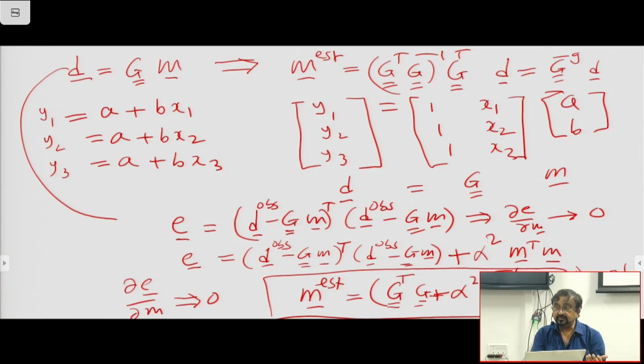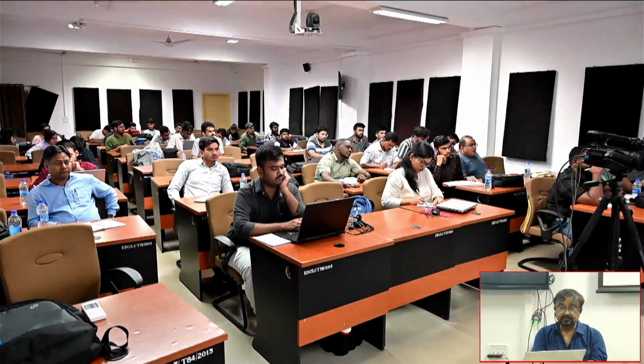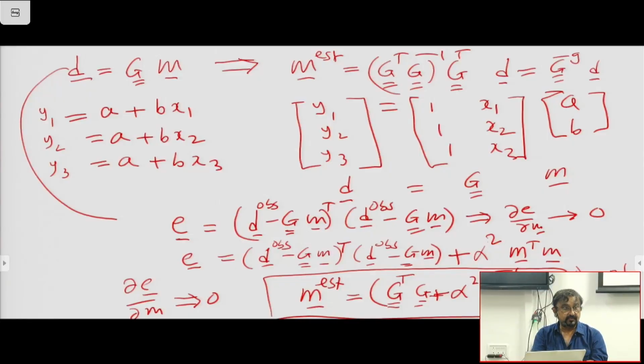How do you choose the damping parameter? It's typically trial and error. Because if you set alpha square equal to 0, there is no constraint on the model. If alpha square is very high, then you are simply solving for the minimum length of the model but not matching the data. So it has to be a compromise between these two.